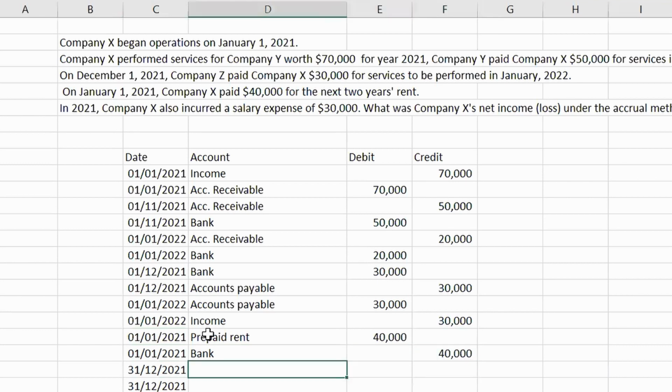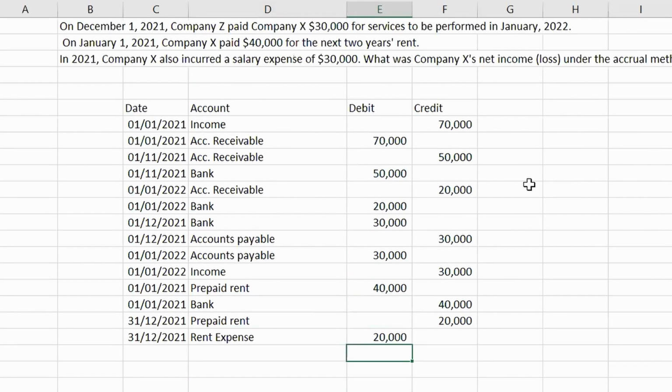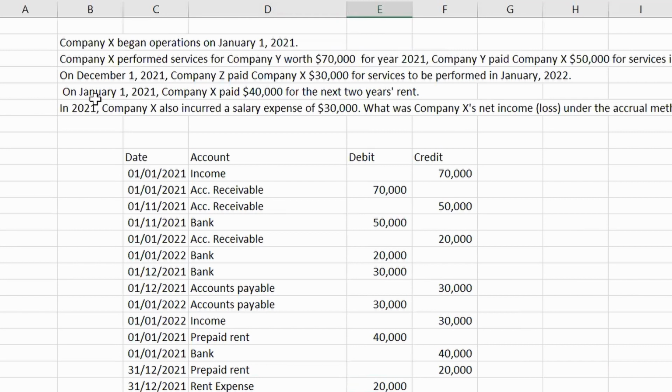Okay, as you said, you will credit prepaid rent how much? $20,000. Why? Because you're only using half. You pay two years, 40,000. 40 divided by 2 is 20. That's why this exercise was important.